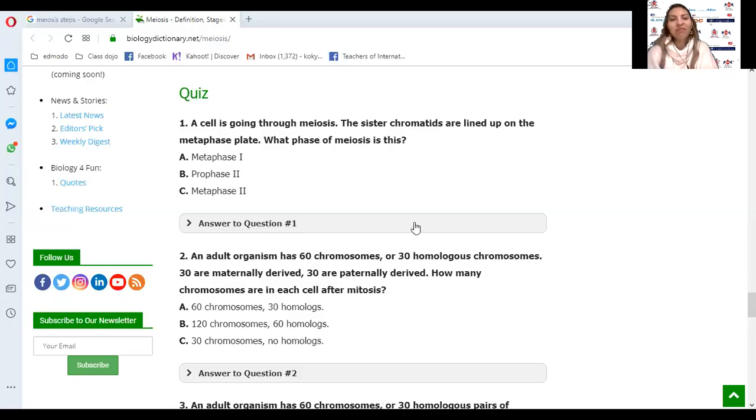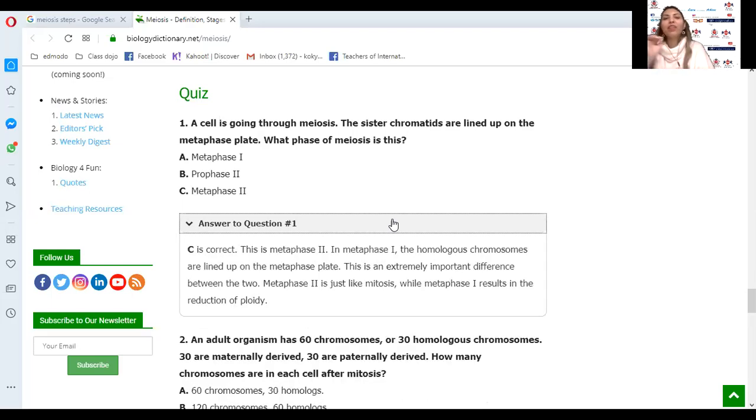Be with me. No, the correct answer is metaphase 2. Why? Because it's written here the sister chromatids, not the homologous chromosomes. The homologous chromosomes align up in metaphase 1. But in metaphase 2, the sister chromatids align up, okay? This is the difference between metaphase 1 and 2. Thank you so much, Hala.